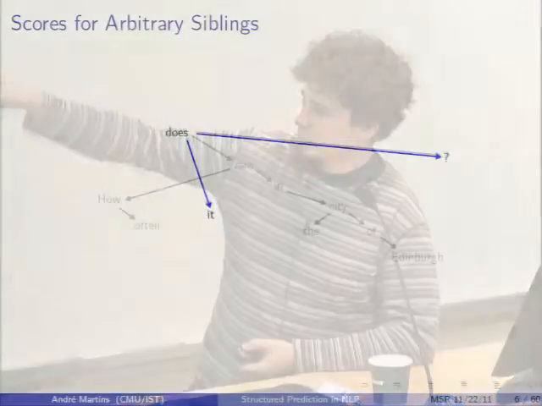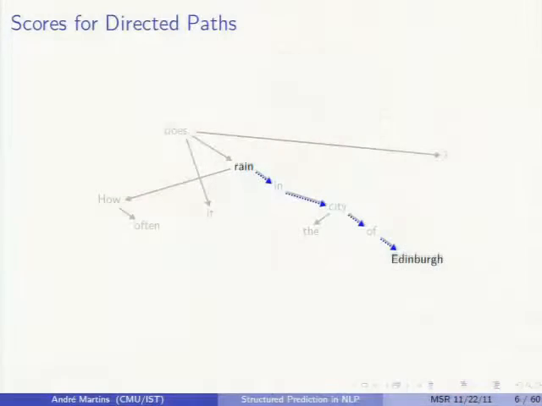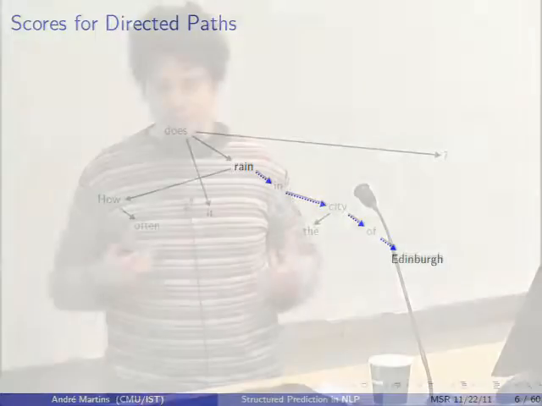Also for arbitrary siblings, not necessarily consecutive. And also for directed paths. So we have a score that reflects how likely two words are to be in the same path. In this case, I guess it will be a high score, because rain and Seattle, or rain and Edinburgh, would likely be in the same path.